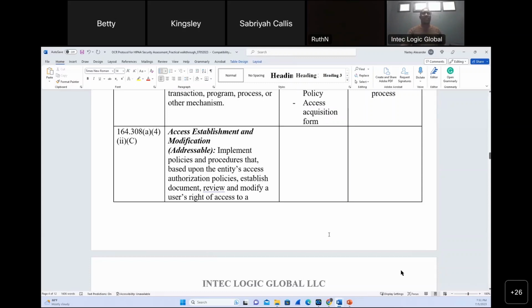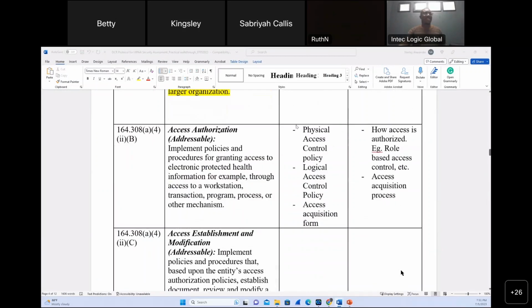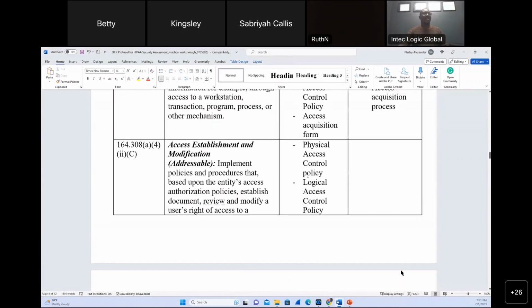Access establishment and modification. So what document can we look at? Do you agree with me that it can be the same documentation here? Yes, it's the same documentation that we have here. It could be physical access, with people physically going to the facility, right? Access modification: maybe you started as a cleaner within the covered entity. As a cleaner, maybe you have access to specific areas.